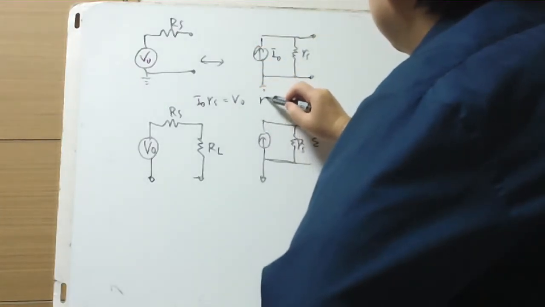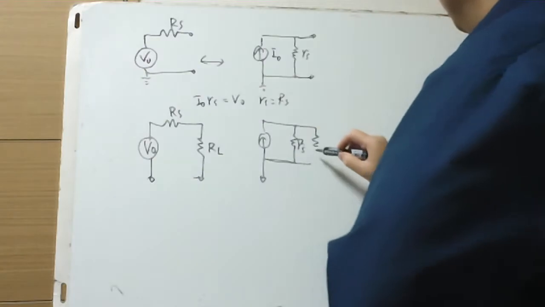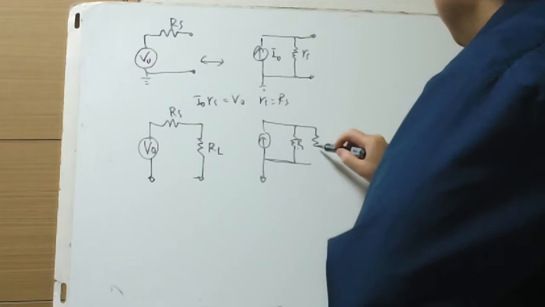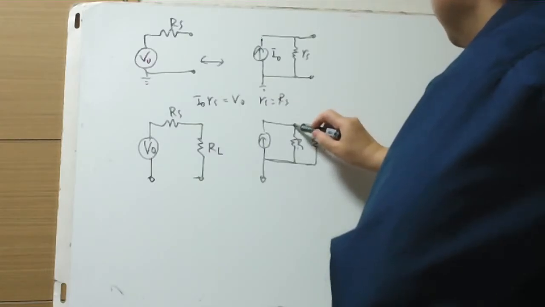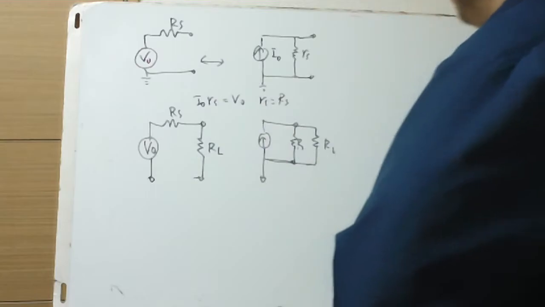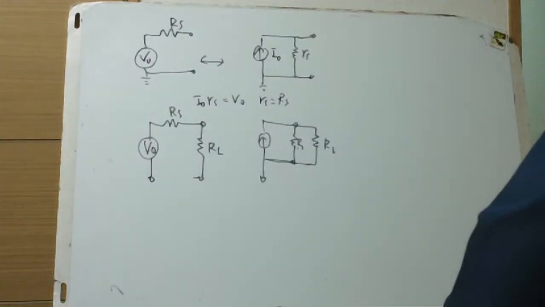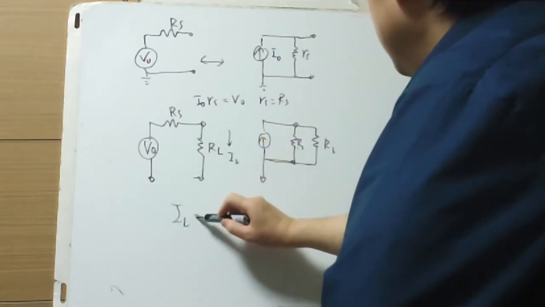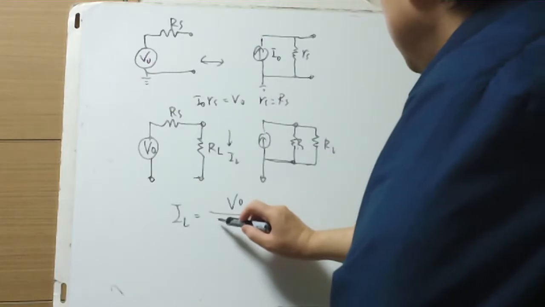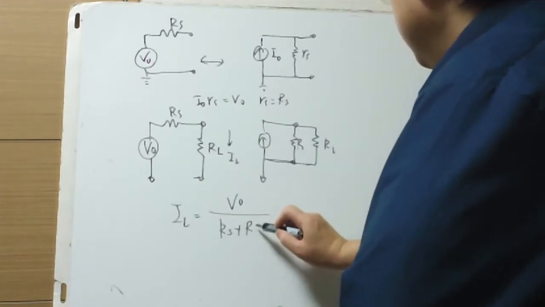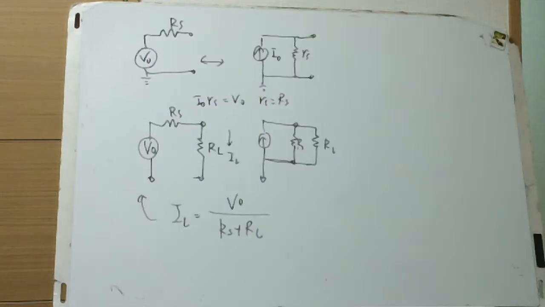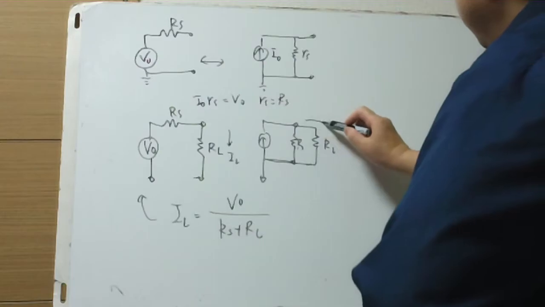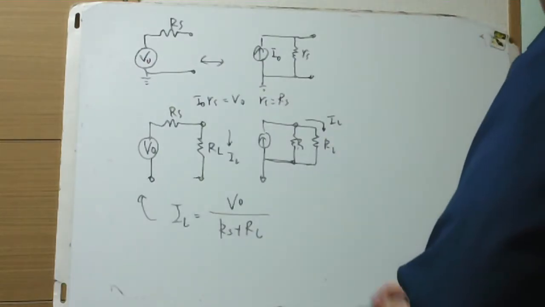RS equal capital RS, and the current flowing through the load IL equals VO divided by RS plus RL from this Thevenin equivalent. The Thevenin equivalent says this, and this current is this current.